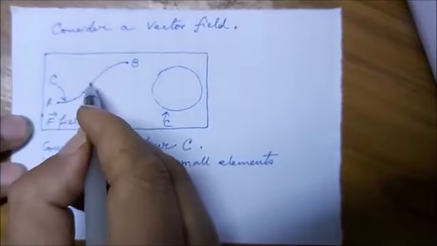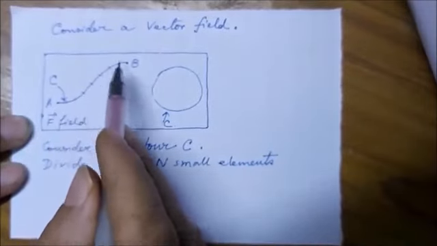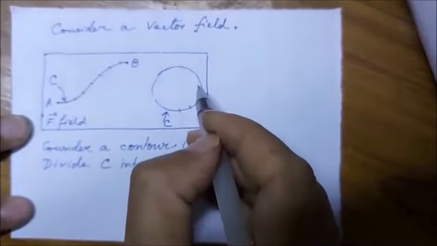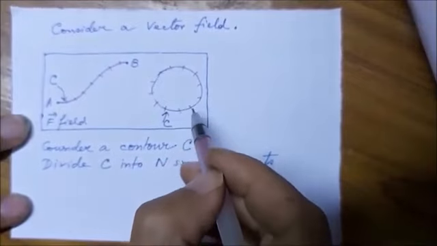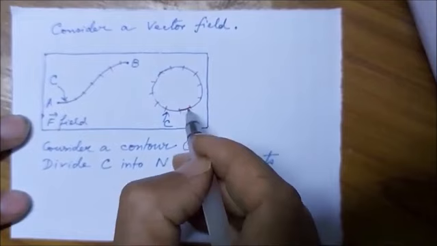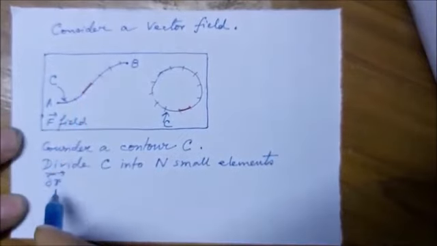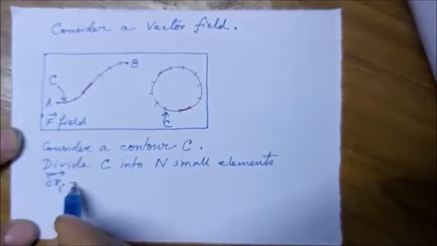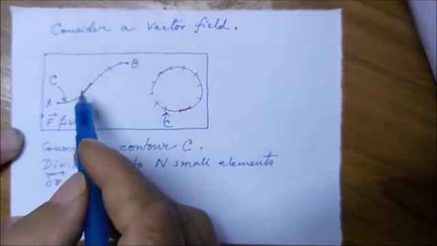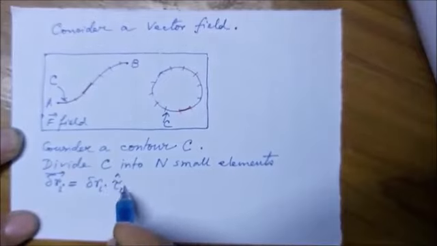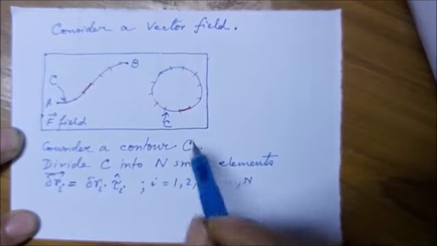So let us chop it. Let us divide it into small portions. And there are 1, 2, 3, up to n segments. Here too, let us chop the curve into small portions or elements. And suppose this is a typical portion. Let us call this typical portion vector delta ri, which is the length, and the direction will be along the tangent, where i is equal to 1, 2, 3 up to the last segment being the nth one.